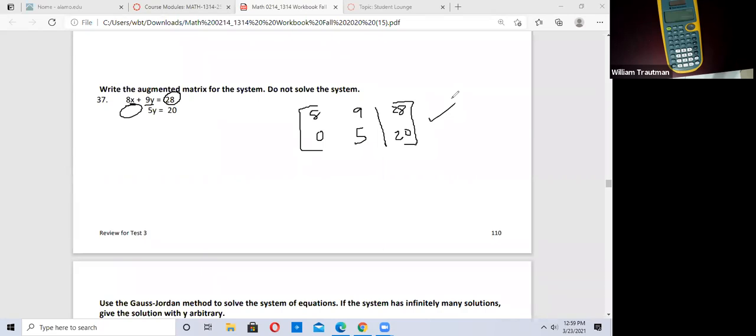Just so long as the x and y are on the left-hand side by themselves, and the numbers without the x and y's are on the other side, this is how you write the augmented matrix. Number 38.